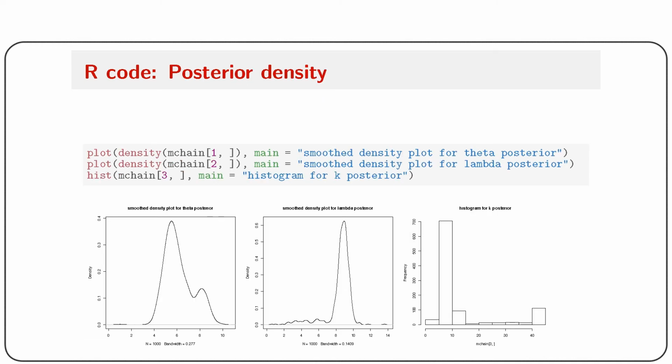Now one can plot the posterior density with the following code. Say plot the density of m chain 1, m chain 2 for the second one, and m chain 3 for k. Since k is uniform from 1 to k, this can be plotted by a histogram. So that's the way you can get the posterior density plot with the following code.